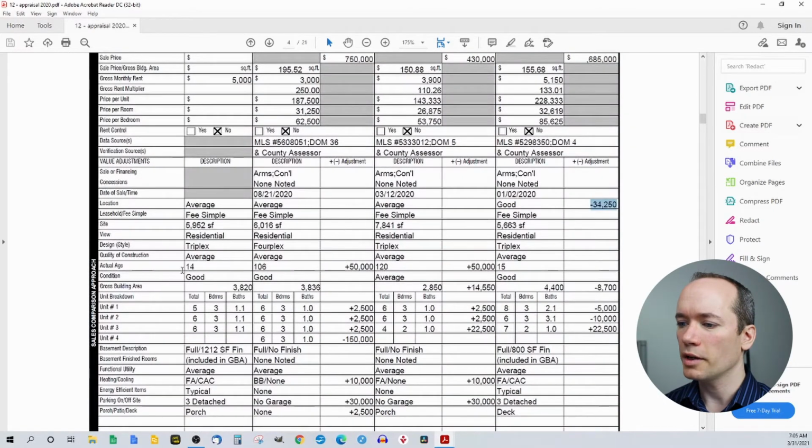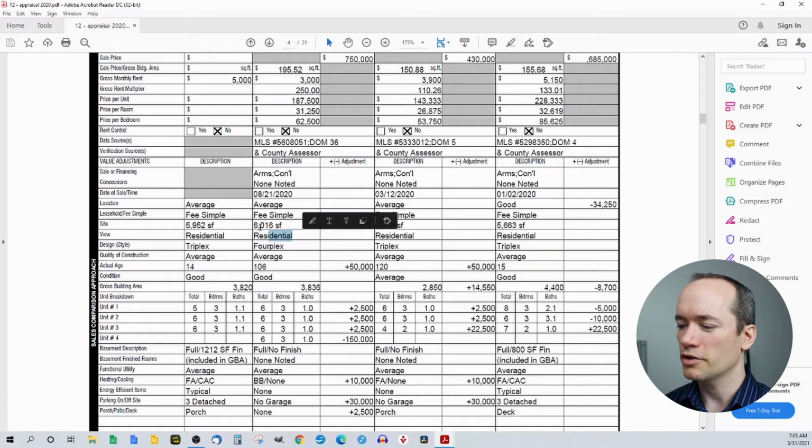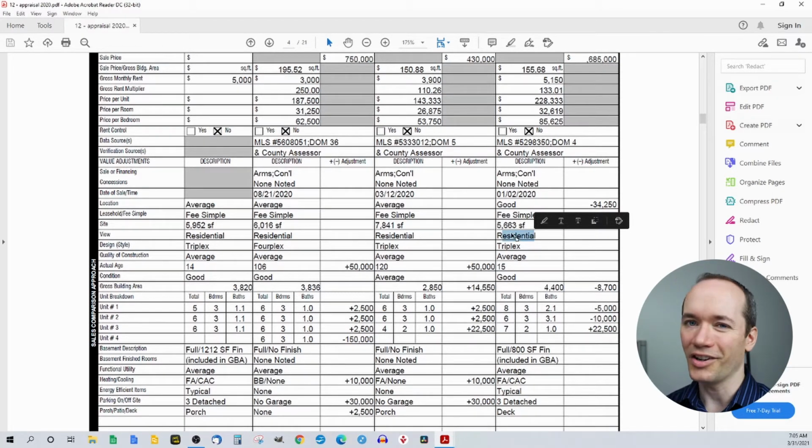The 2020 appraiser doesn't make any adjustments for the view. They're just saying they're residential, residential, residential. So that's kind of interesting. You know, it's all in the eye of the beholder what you're going to see with your view.